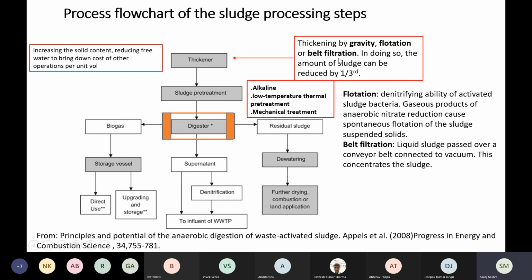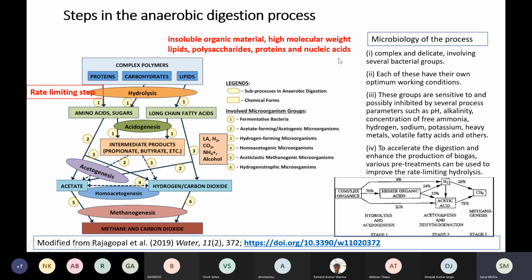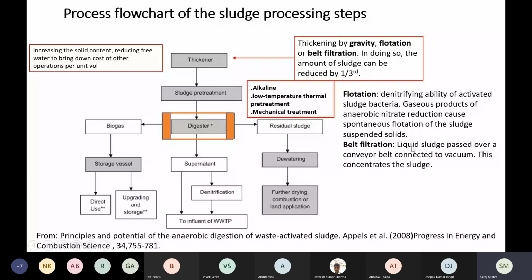And finally, belt filtration. Belt filtration is a process whereby the liquid sludge can be passed over a conveyor belt which is connected to a vacuum. As the sludge is passed over the conveyor belt, there are vacuum pumps attached at the bottom, which remove all the water, all the aqueous material. So at the end of the conveyor belt, the sludge will have thickened, and you are reducing the overall volume.